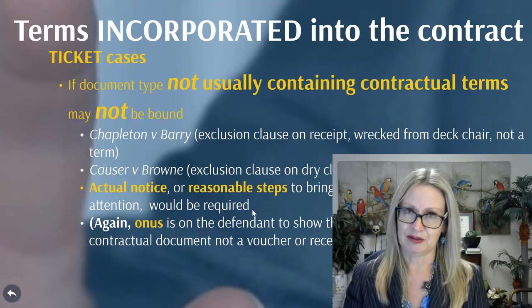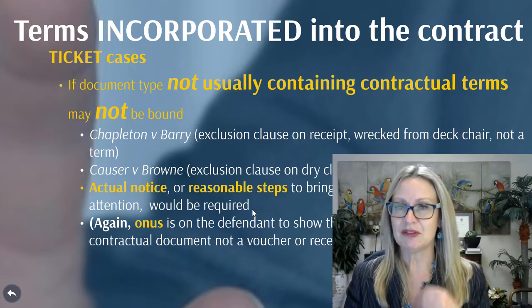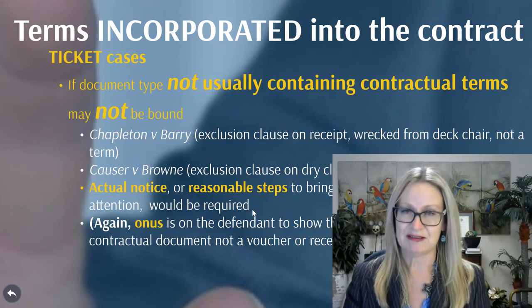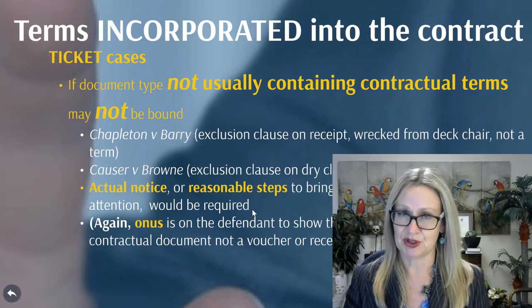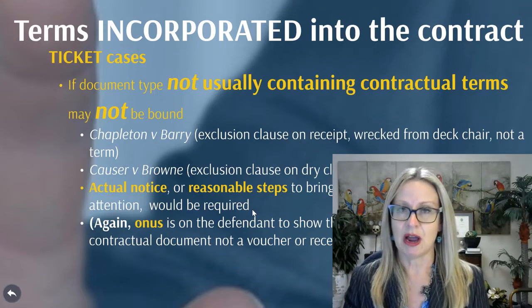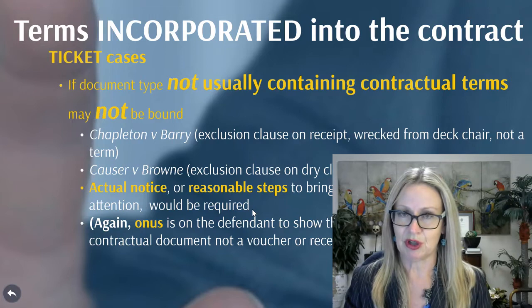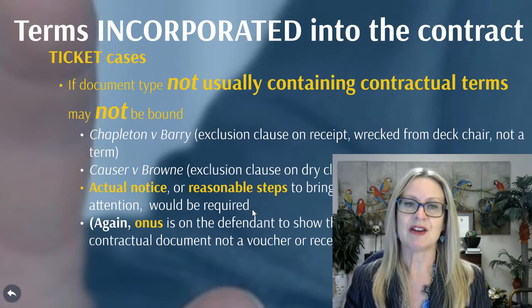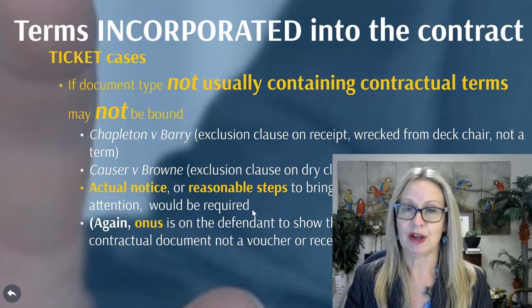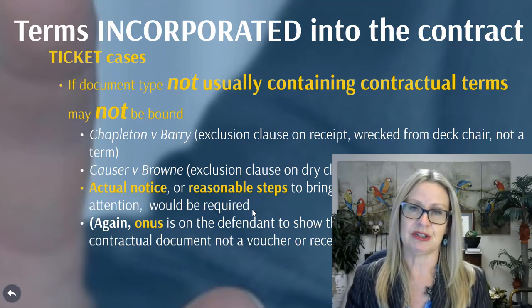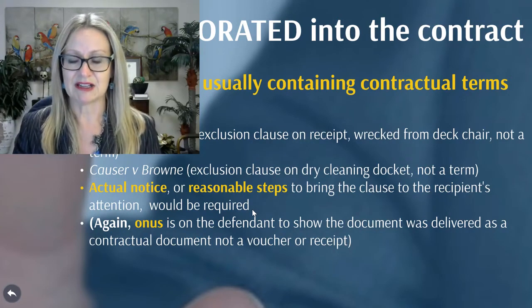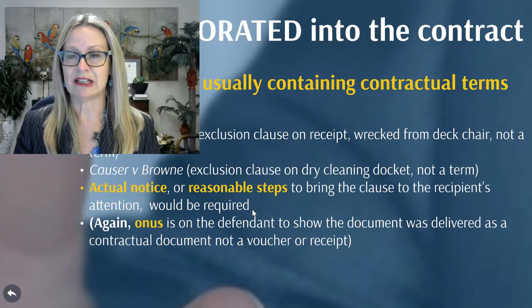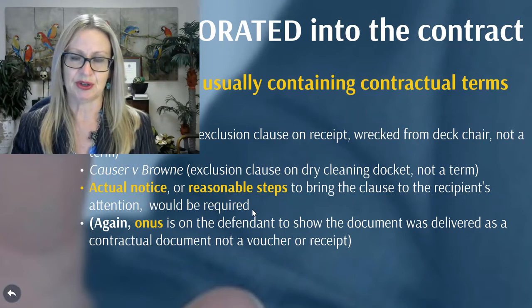So as the plaintiff hired the deck chair, he was given the receipt. The receipt contained the inevitable exclusion clause. The plaintiff suffered the personal injury, and the hirer purported to rely on the exclusion clause, couldn't do so. Why is that? Receipts aren't normally something you would look at carefully to find contract terms. Causer and Brown, just another kind of instance of that. There was an exclusion clause on a dry cleaning docket, found not to be a term.